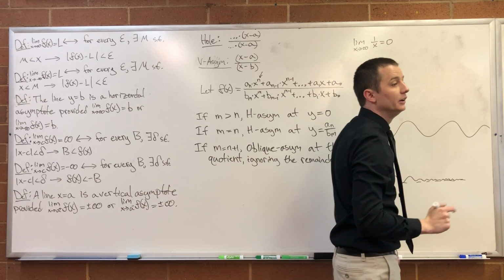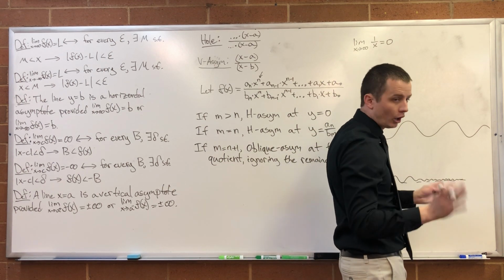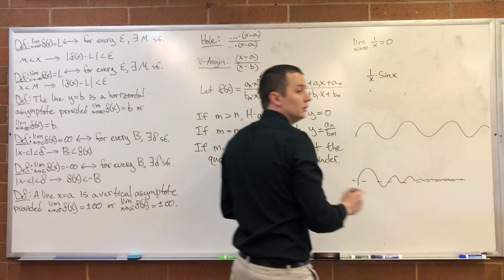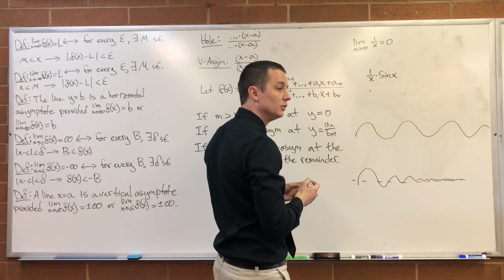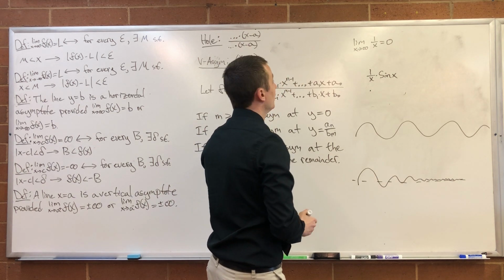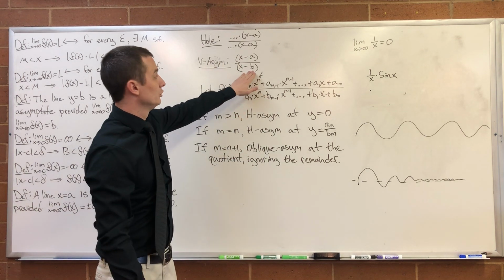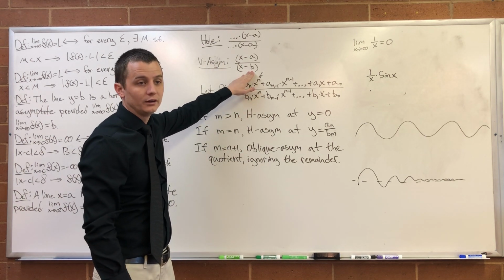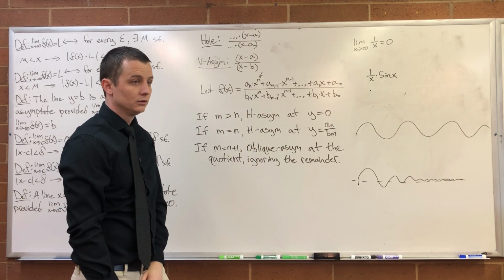Notice it also crosses it an infinite number of times. So you can cross horizontal asymptotes, nothing wrong with that. Vertical asymptotes you can't cross. Why is that? Because vertical asymptotes happen where your denominator is 0 and your function is not defined there. That makes sense.